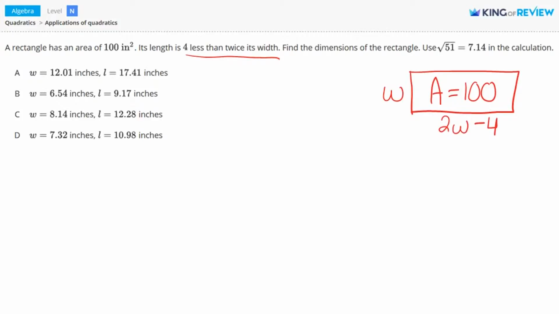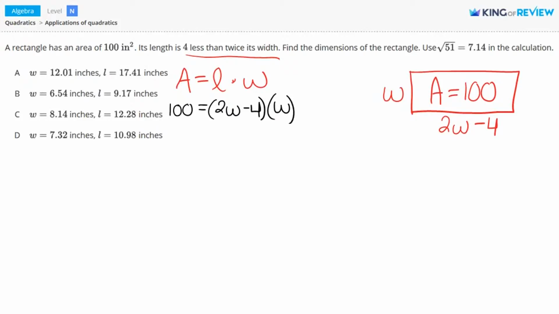What is the equation for the area of a rectangle? We have A, which is area, equals length times width. This is the area for the rectangle. Let's insert in the information that we know. The area is 100. The length is 2w minus 4, and the width is w.